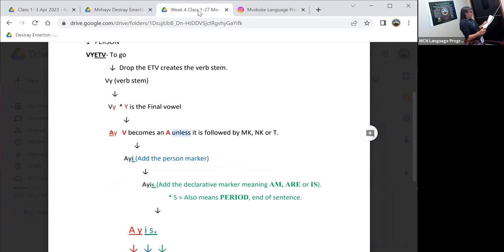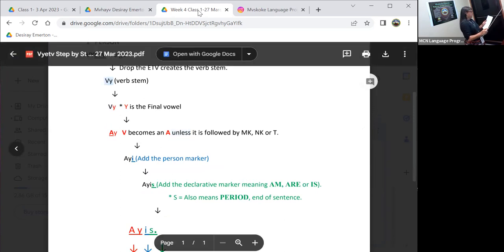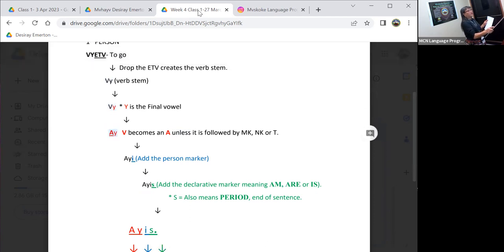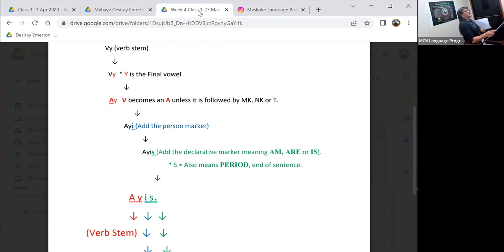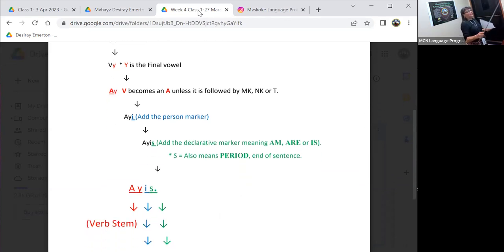And that's why in here it says you drop the ETB, you get the verb stem. This is the verb stem. You L-grade the verb stem, lengthen the final vowel of the verb stem. If the final vowel is a V, change it to an A. That's where this V right here is changed to an A, because it's not followed by MK, NK, or T. So that's how you all of a sudden get an A. There's the reasoning right there.